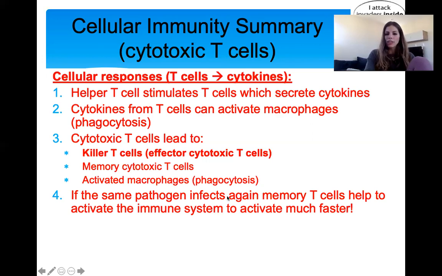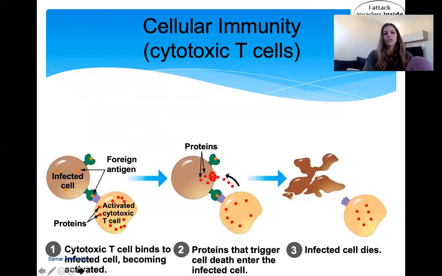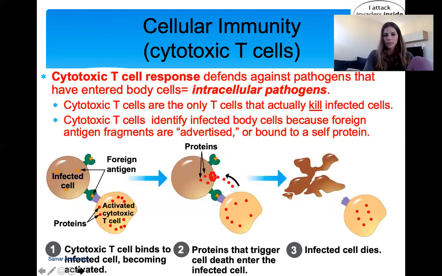You get memory cytotoxic T cells, and you get activated macrophages to go on and target the pathogen even more. And if the same pathogen infects again, memory T cells are there to quickly respond to that intracellular pathogen, such as a virus. The cytotoxic T cell, again, as a reminder, defends against pathogens that have entered body cells, or intracellular pathogens. They're the only T cells that actually kill infected cells. So when we say cytotoxic T cells, these are cells that kill infected cells. They're not helper T cells.